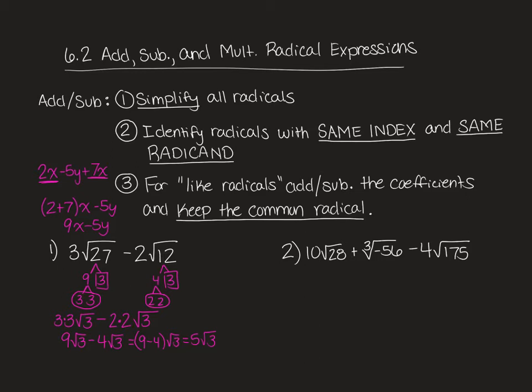For number 2, we have 10 square root of 28 plus the cube root of negative 56 minus 4 square root of 175. First thing we want to do is simplify all radicals. Notice that the only possibility of combining radicals is going to be with the square roots here. We don't have another cube root. However, we still want to simplify this. All answers should be in simplest form.